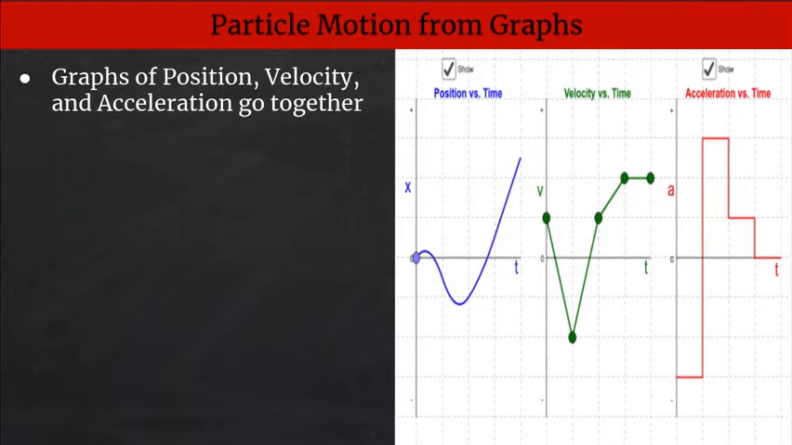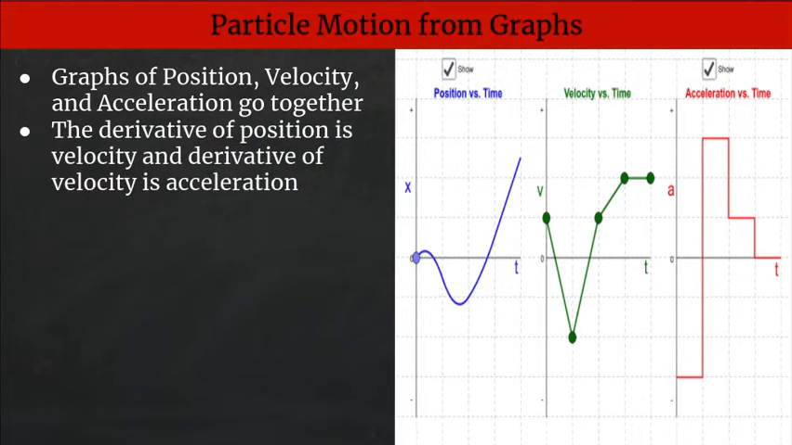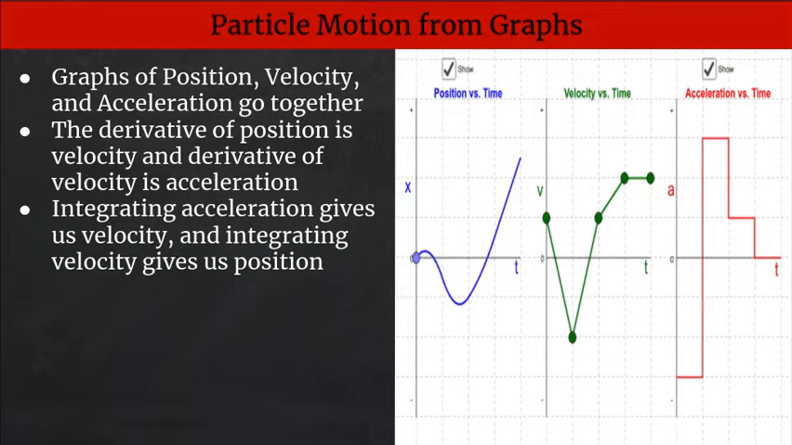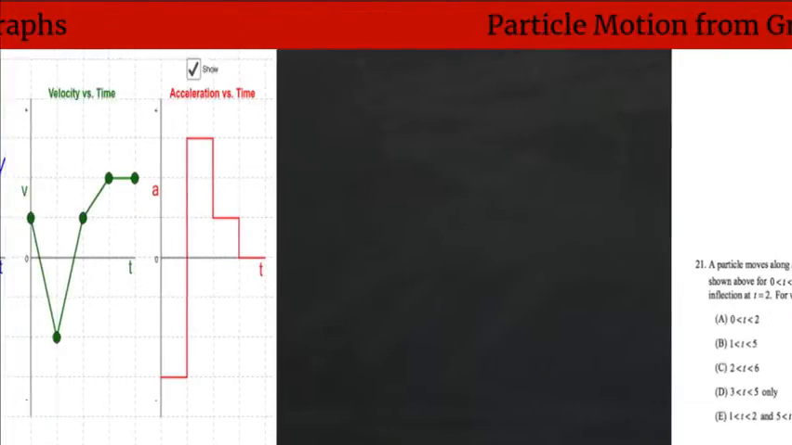The graphs of position, velocity, and acceleration all go together, as the derivative of position is velocity and the derivative of velocity is acceleration, and integrating acceleration gives us velocity and integrating velocity gives us position.